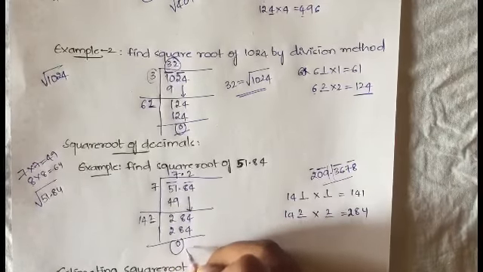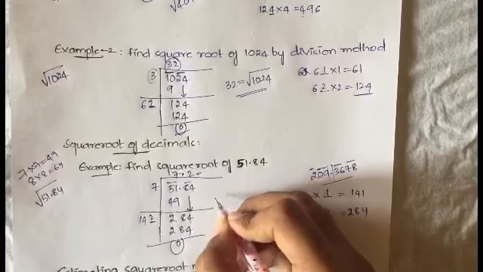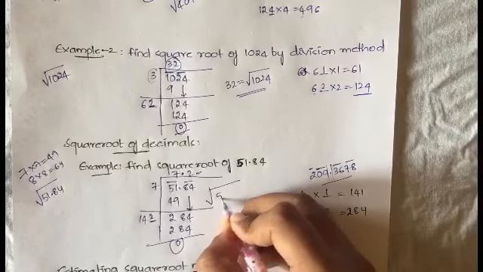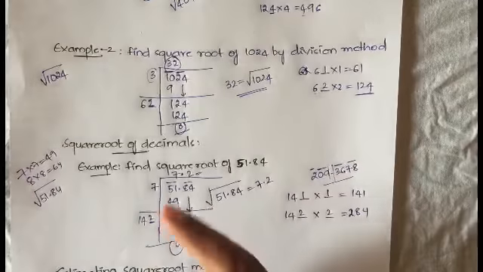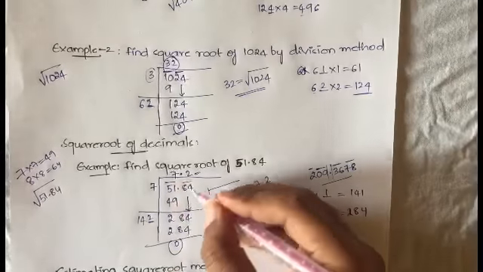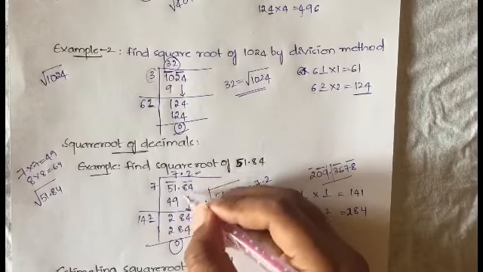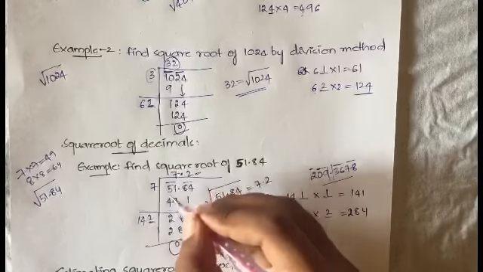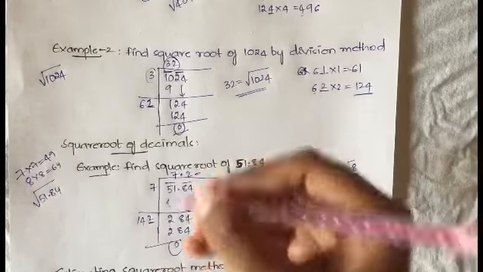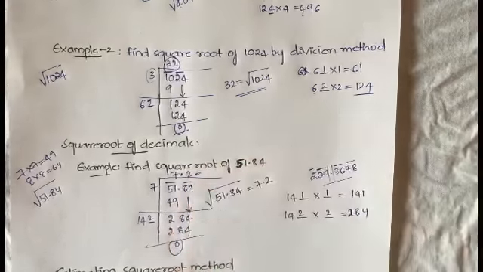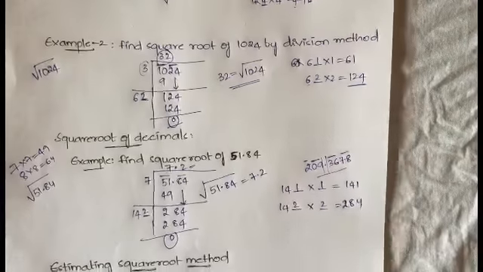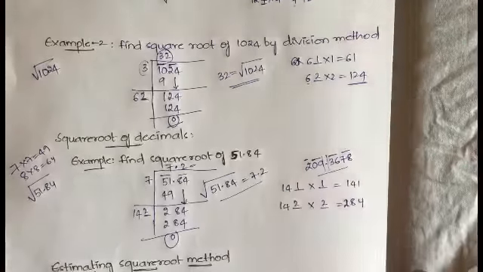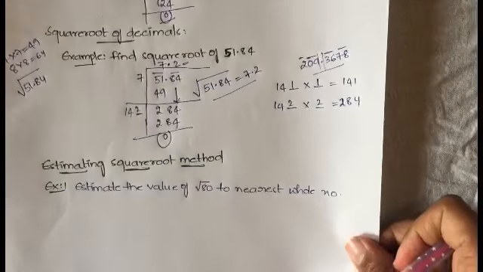When you got the remainder as 0, what is the quotient you have? 7.2. So the square root of 51.84 is equal to 7.2. The moment you are bringing down the places after the point, whatever digits you have after the point, when you bring them down, you have to put a point here. That's all. The remaining process is similar to whole numbers only. Clear? So the square root of 51.84 is equal to 7.2.